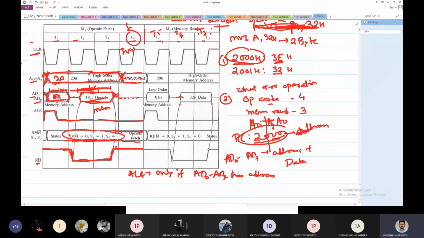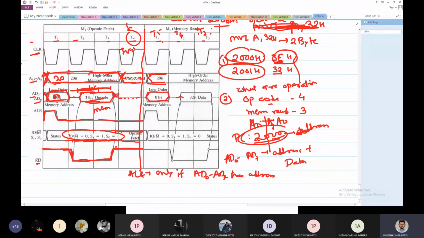When T4 completes here, now it knows what the instruction is. Instruction is 3. I have to move the immediate data to some register. So it will get the immediate data. Where is immediate data? Address is 2001. So again this cycle will start. Again address bus will have 2001. So 20 on the higher order address bus, 01 on the lower order address bus.